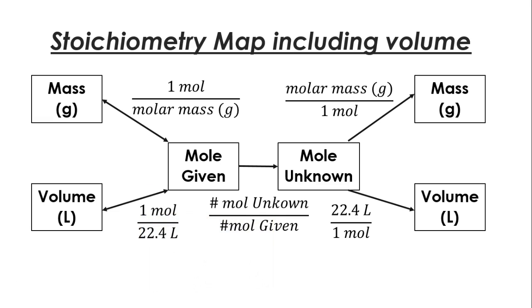This is a stoichiometry map that's been expanded to include volume. It looks like our stoichiometry map from before, but there's an extra leaf attached, and that's the volume part. Hopefully you recognize this. GMMG is what we used to memorize. Now we can also replace that G with an L, which stands for volume.